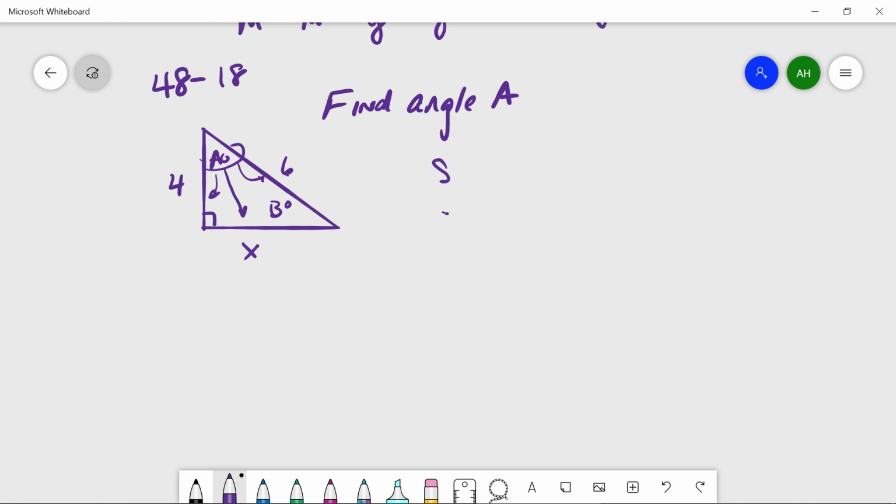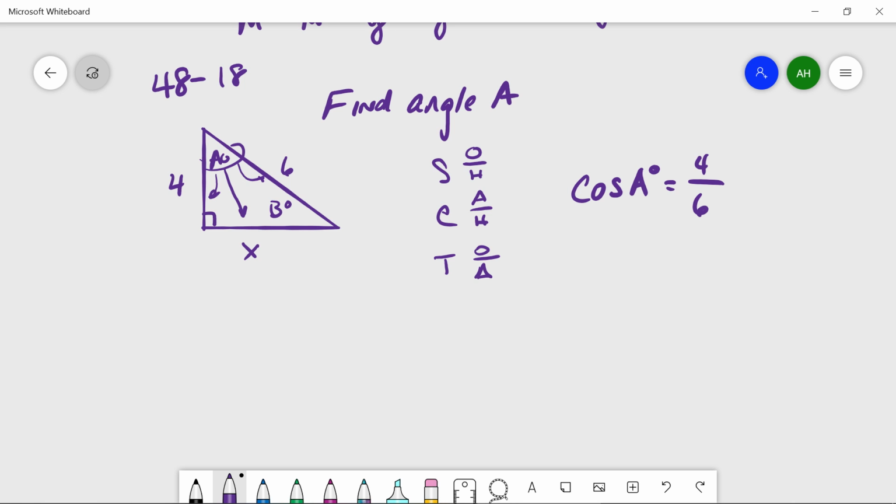Remember, we have our sine, cosine, and tangent. Sine is the opposite over the hypotenuse, cosine is the adjacent over the hypotenuse, and tangent is the opposite over the adjacent. That's SOHCAHTOA. Well, here we know the adjacent and the hypotenuse, so the cosine of angle A is going to be equal to the adjacent, which is 4, over 6.